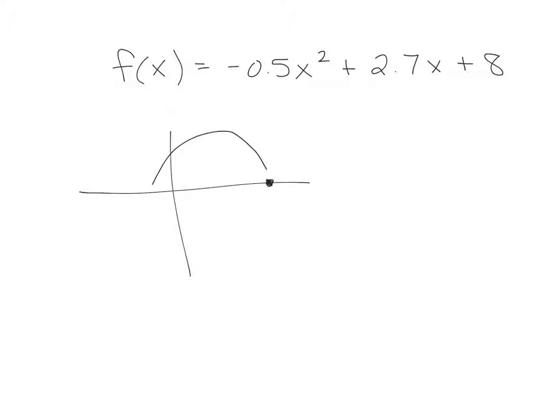So we want to figure out the distance from the starting point, which is the origin, to the point where the ball hits the ground. So this distance right here can be found by taking the positive x-intercept. So what we're going to do is find the x-intercepts of this equation, and then our answer will be the positive x-intercept, since the ball can't be a negative distance.